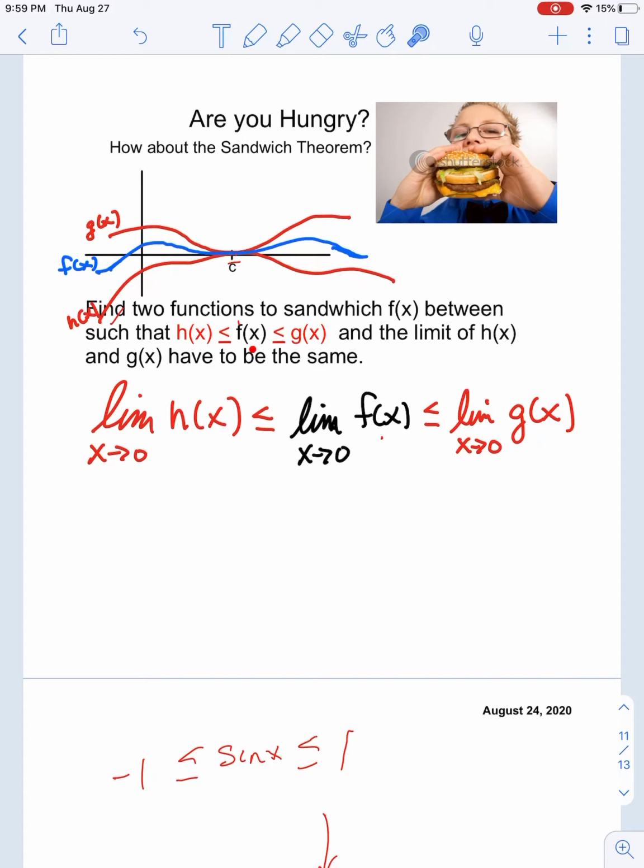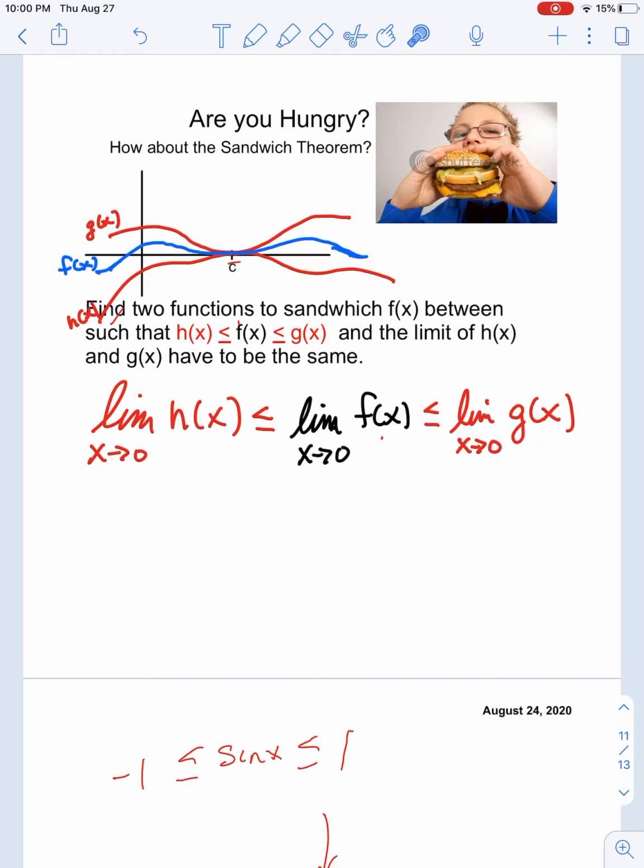So we see here f of x is greater than or equal to h of x, and at the same time less than or equal to g of x for every x value. And if that's true, then the limit of these three functions at any value of x will also be in the same order. In other words, the limit as x approaches 0 of f of x will be greater than or equal to the limit of h of x as x approaches 0. And it'll also be less than or equal to the limit of g of x as x approaches 0.